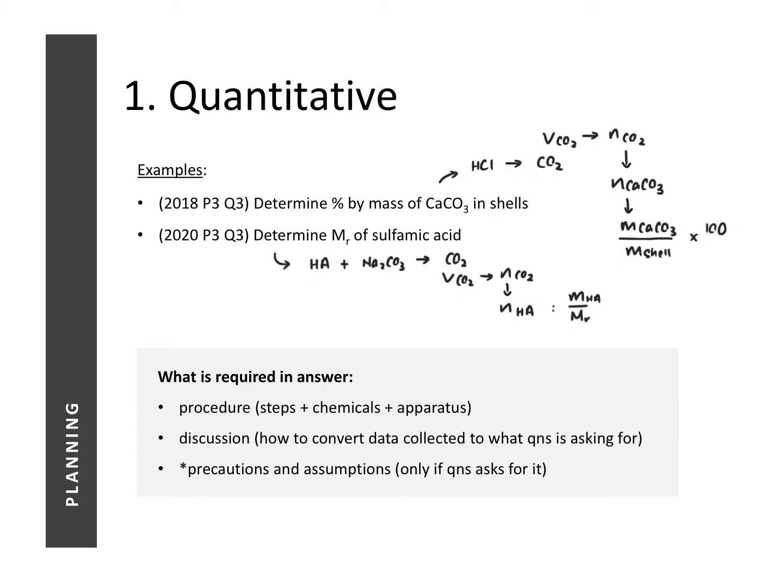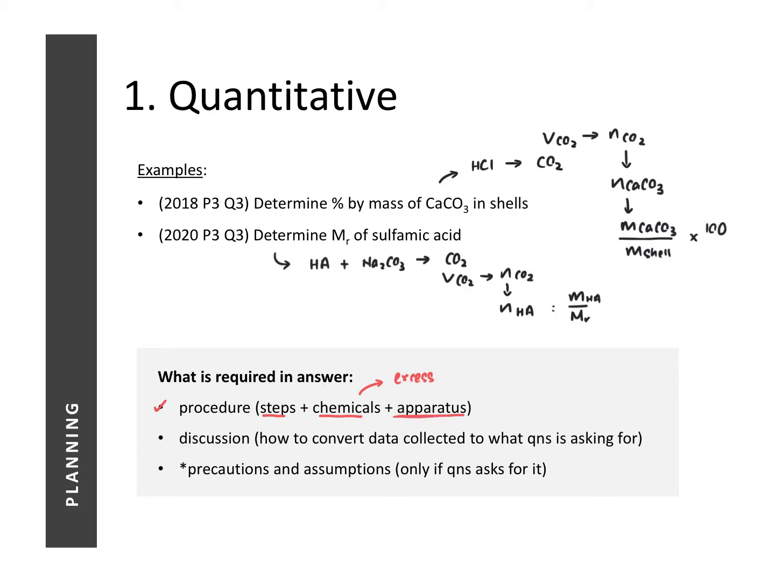In this case, we react the substance in which we want to find out the amount of with excess of another reactant so that it's fully reacted, and we measure the volume of the gas that's produced. So for such questions, what is required in the answer is this, that you need to have the procedure. In your procedure, you must clearly show the important steps. For example, you must measure the final volume of carbon dioxide produced, and the important chemicals. In mentioning the acid or the sodium carbonate, you need to mention that it's added in excess so that your sulfamic acid or your calcium carbonate is fully reacted, as well as the apparatus that are required.